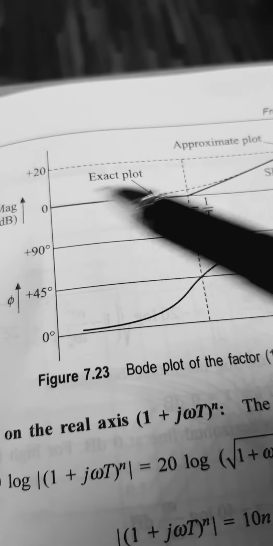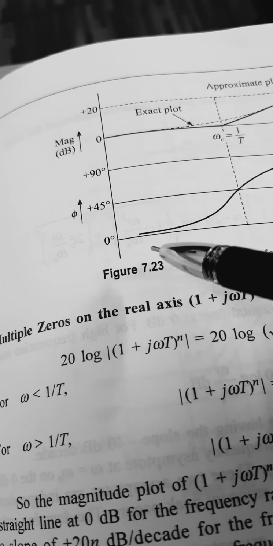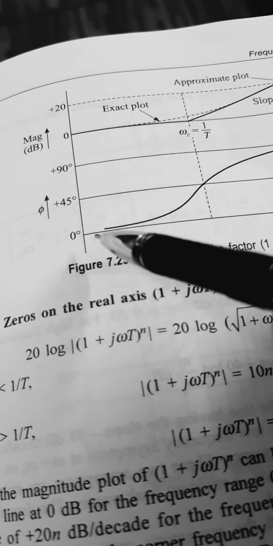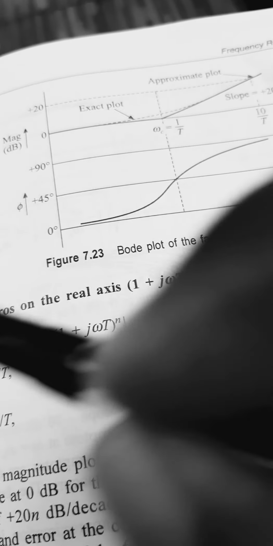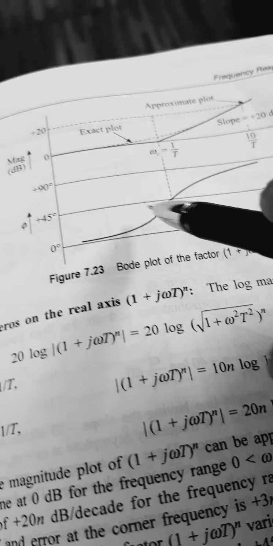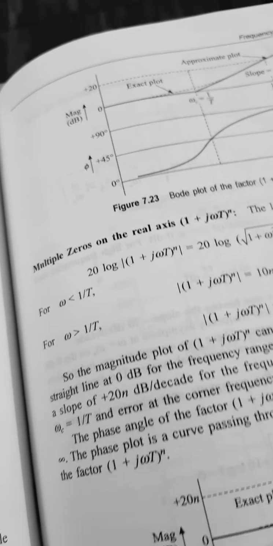Till the corner frequency it is 0. After the corner frequency the slope, instead of minus 20 dB, is plus 20 dB per decade. And the angle starts from 0; at the corner frequency, before it was minus 45, here it is plus 45, and it will extend to 90 degree.